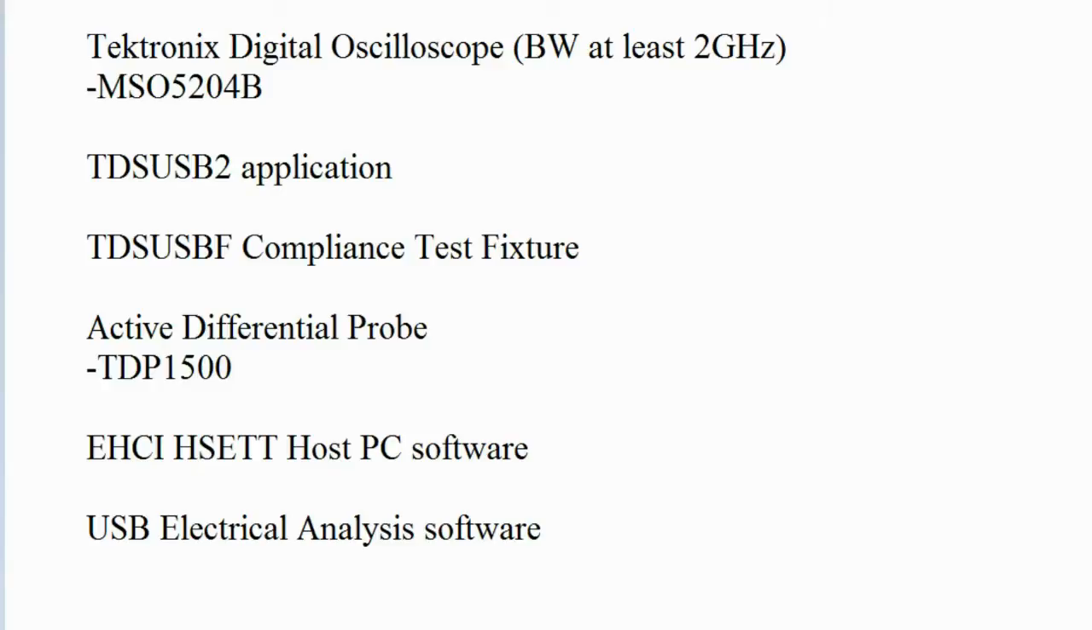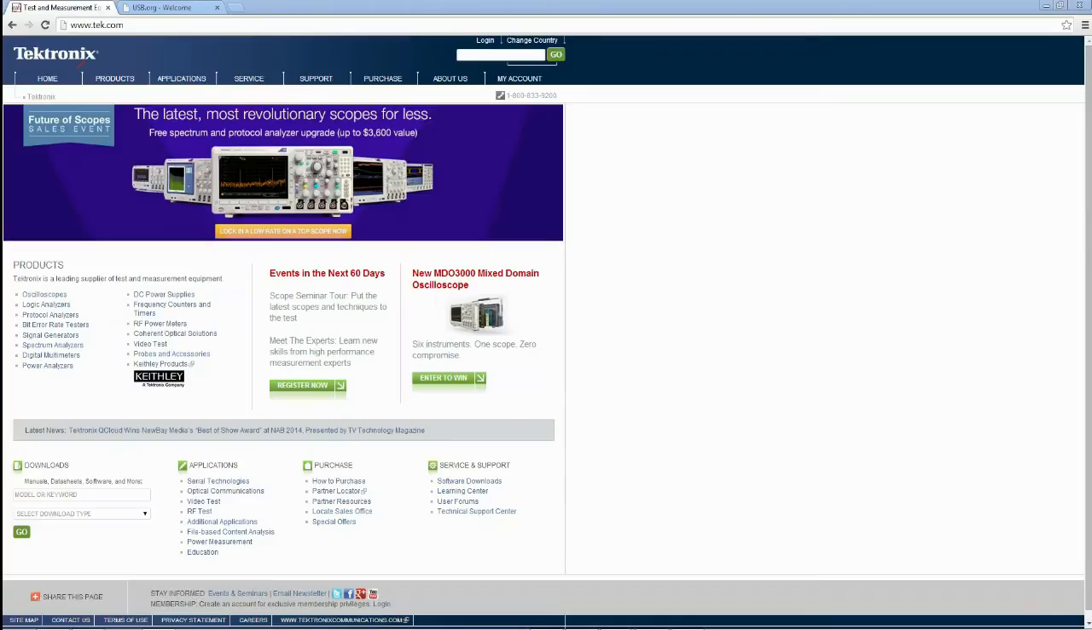Here is a list of the instruments, fixtures, and software used for this testing. We will be using the Tektronix MSO5204B and legacy USB2 test fixture. We will also be using the TDP 1500 active differential probe and USB high-speed electrical test tool installed on our host PC.